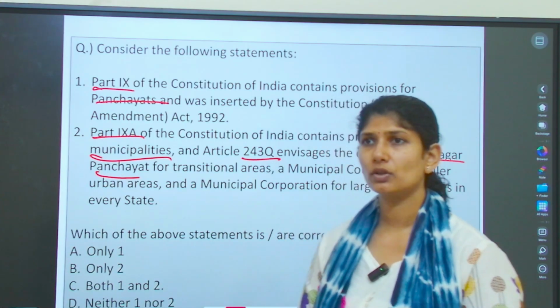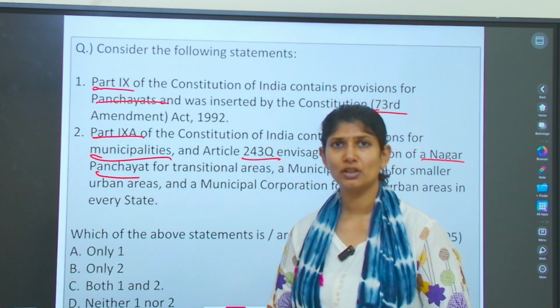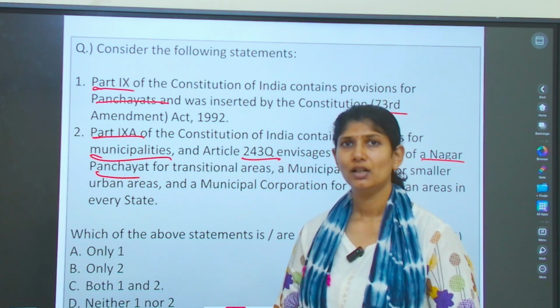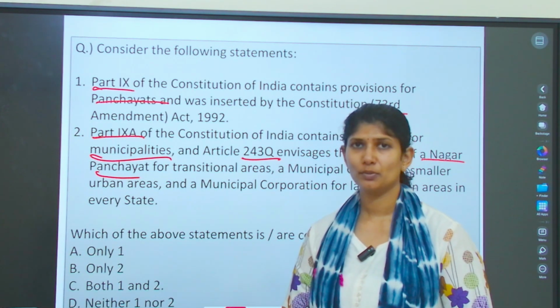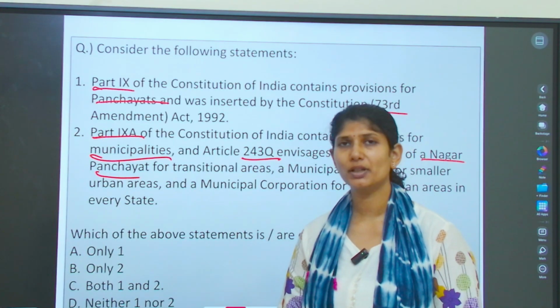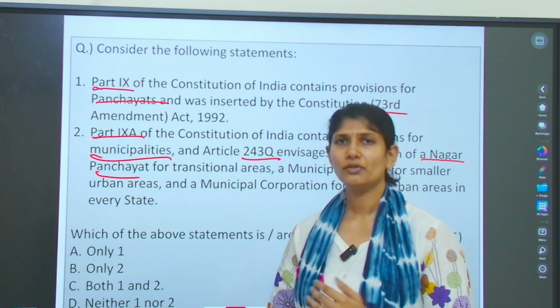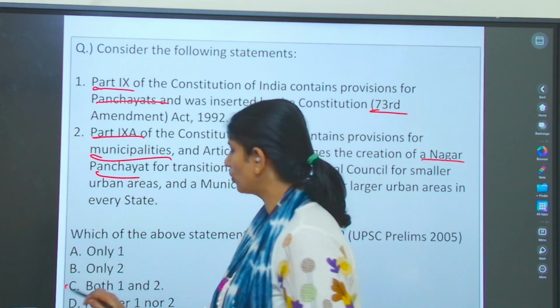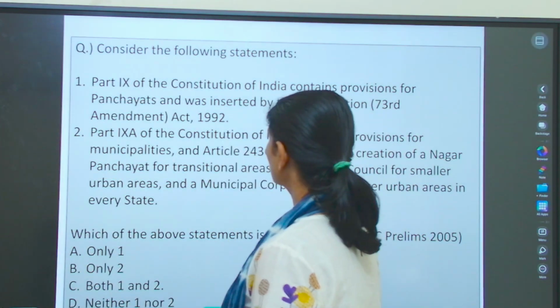Okay, who or what is it called? Let's say the head of your municipal corporation is what, the head of your municipal council is what. Okay, these kinds of things become very important to be noted. So this also becomes important under your list of important amendments. So here, both statements 1 and 2 are correct.